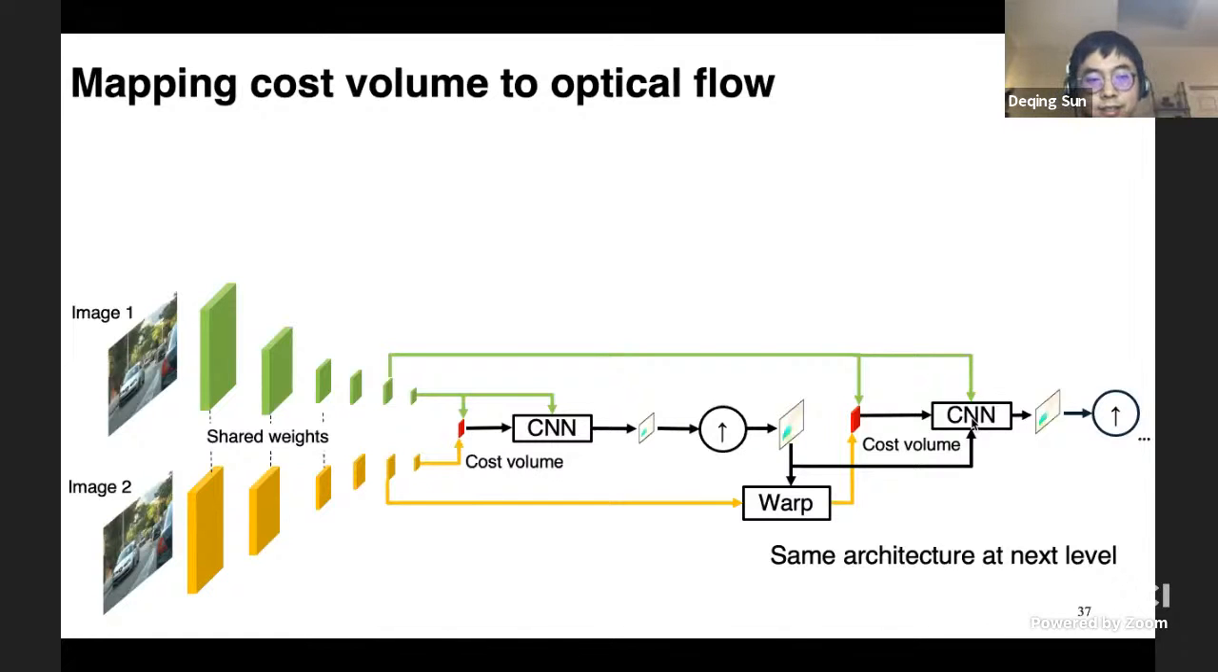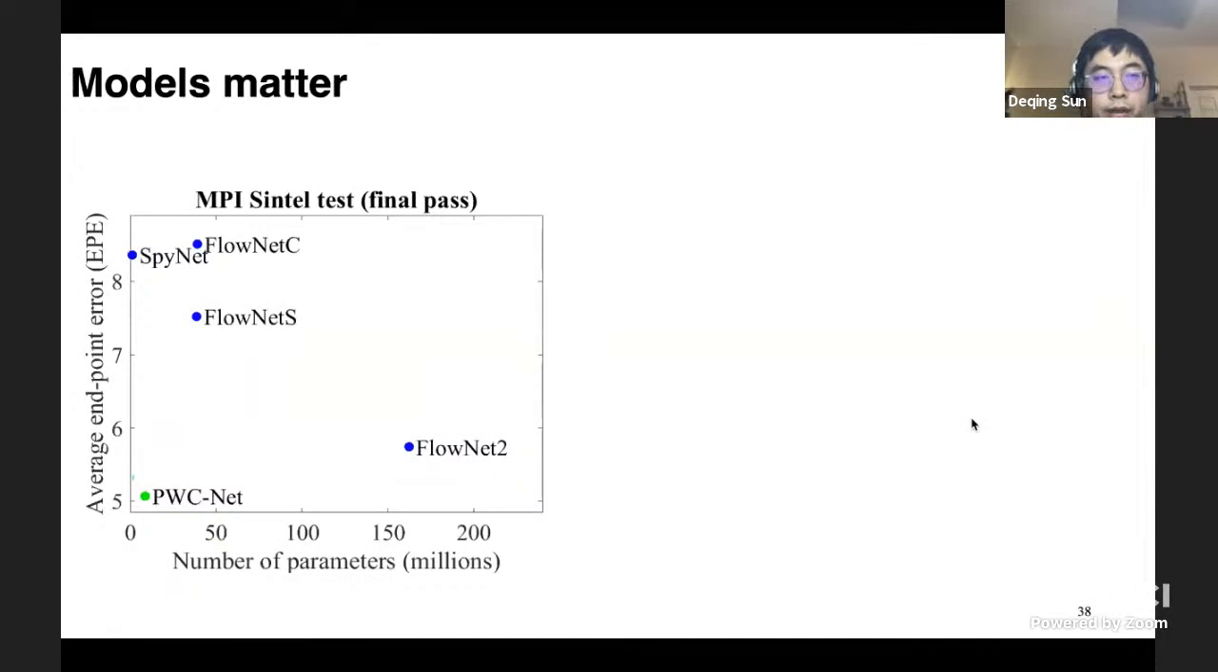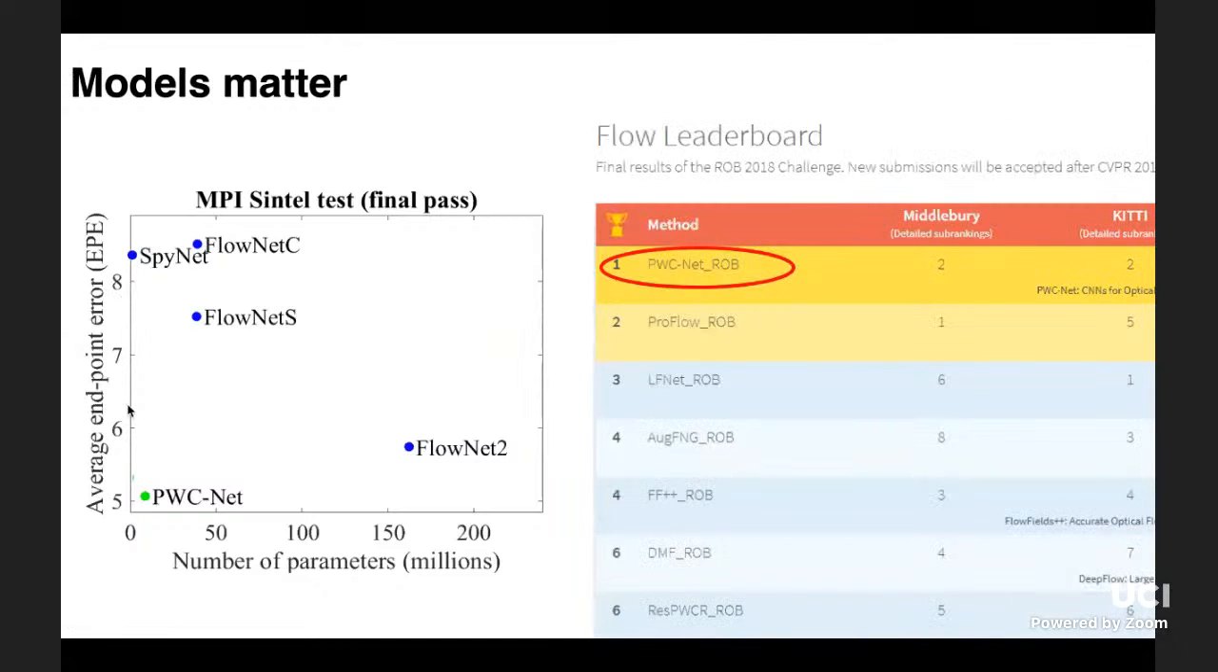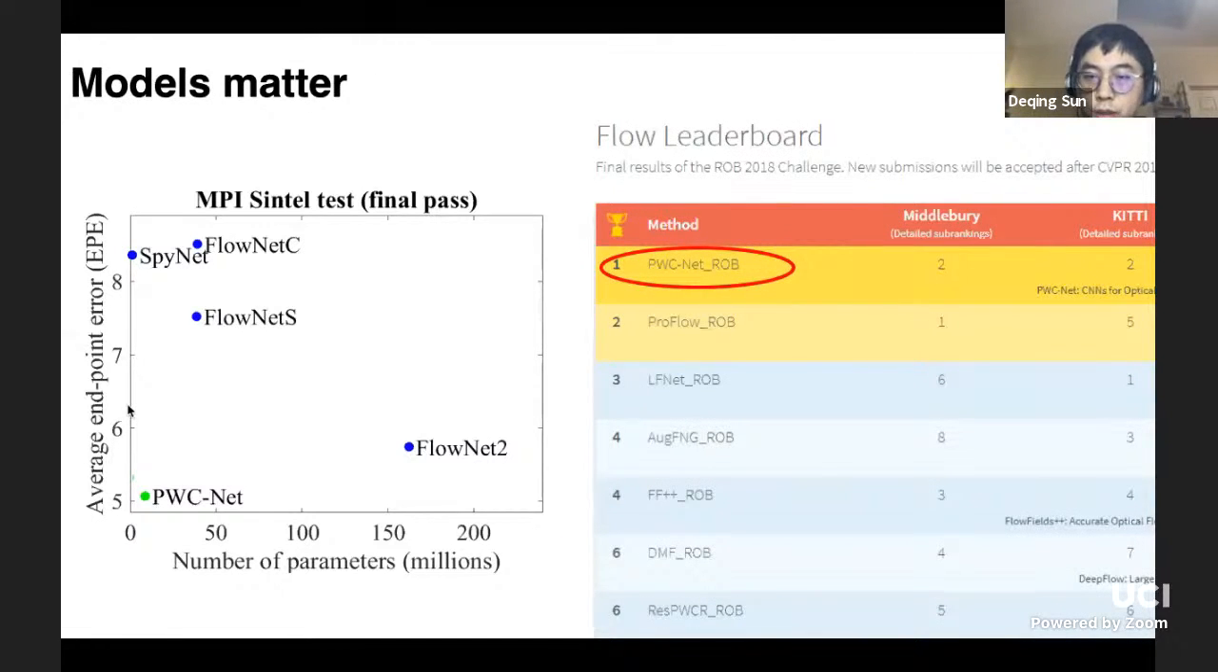Okay, so basically it's inspired by the traditional optical flow estimation process, and we build the modules into the network. And if we look at the performance, as we can see, it can reach a very good trade-off between the size of the model and the accuracy. And when we participated in the Robust Vision Challenge for the optical flow track, the challenge is to train a single network that can work on 4 different benchmarks, and it won first place.